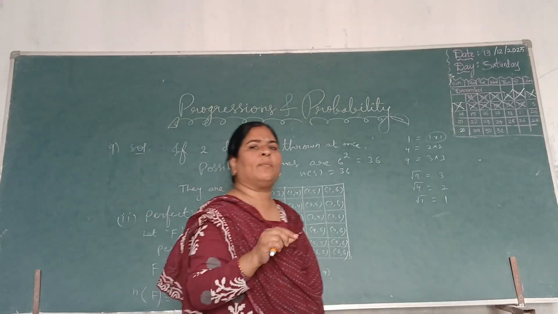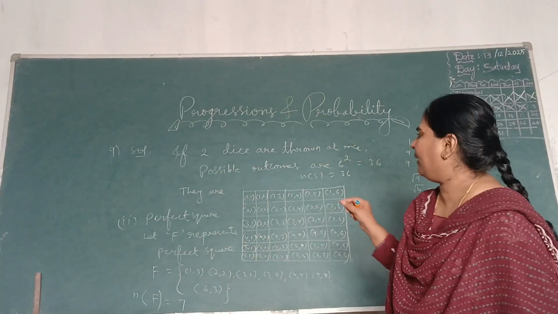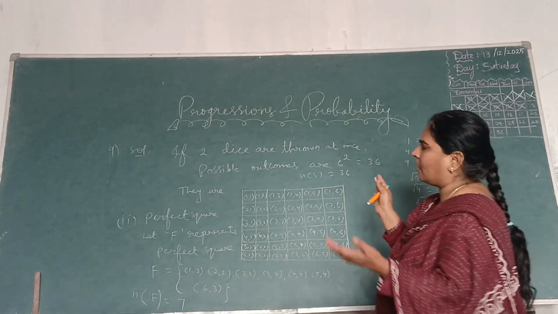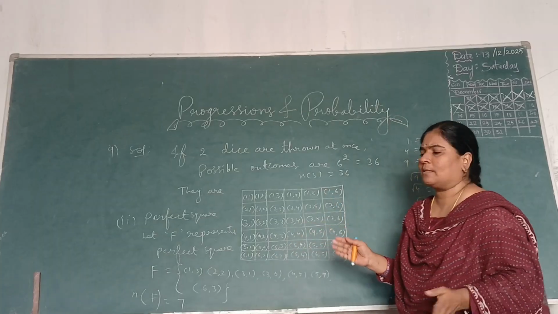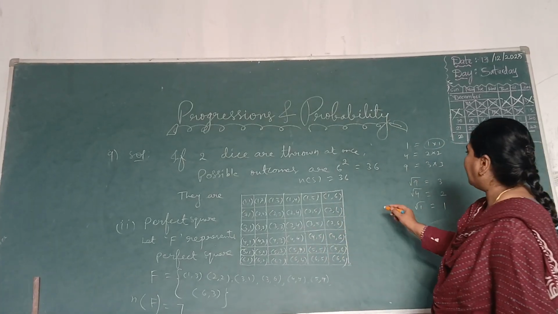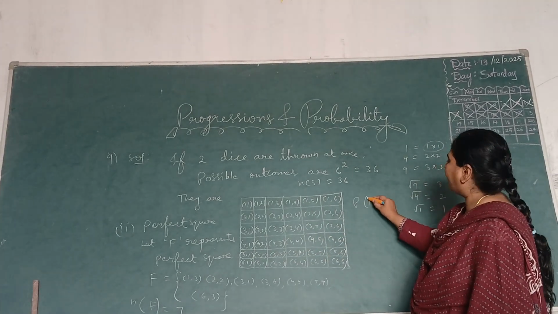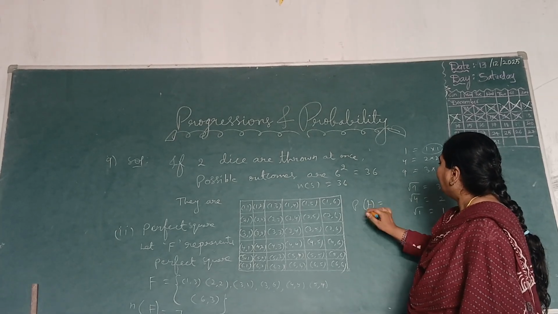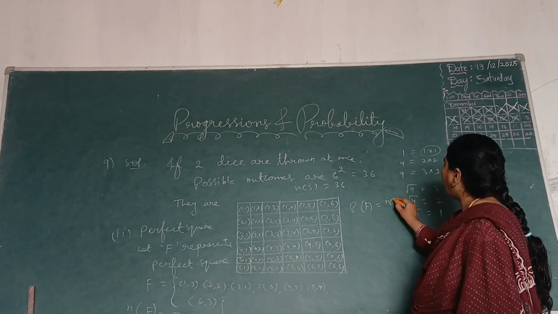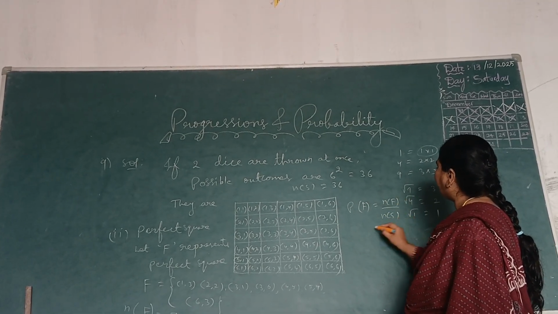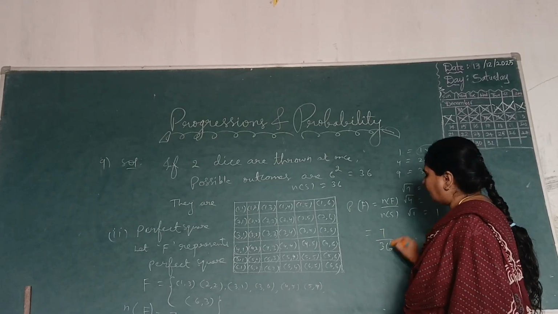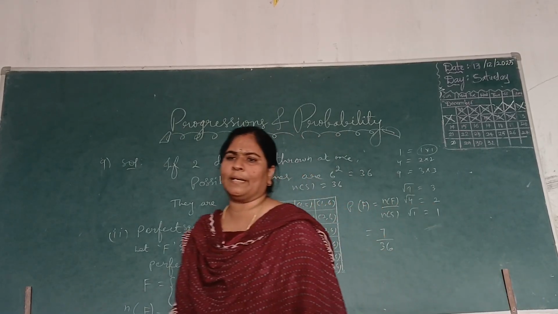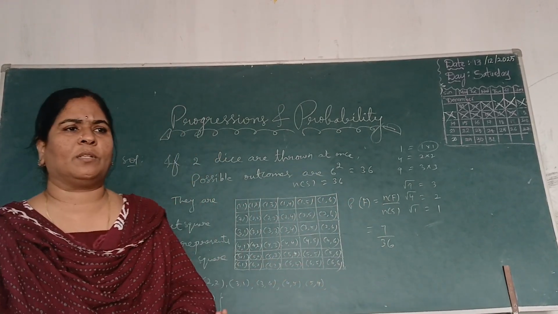Number of favorable outcomes for getting a perfect square when we add the 2 dots on both the dice. So we are getting here 7. That means we want P of F, that is probability of getting a perfect square, is N of F by N of S, that is 7 by 36. Here also don't forget and write 52. 7 by 36 you write.